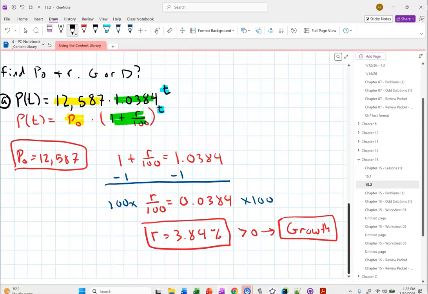Okay. So that's what I highlighted. The yellow parts correspond, the green parts correspond, the blue parts correspond. Okay with that? Yes. So that tells me P naught is the 12,000 number, right? Mm-hmm. And that 1 plus R over 100 is the 1.0384 number. And because it's greater than 0, it's showing growth. Correct. So I solved that equation for R after, and because that value for R was greater than 0, it's telling me this is a growth equation. Okay. That the percent change is positive, so it's growing. Oh, great.